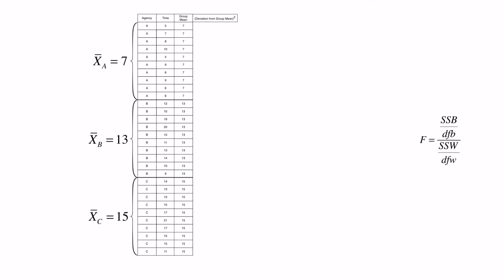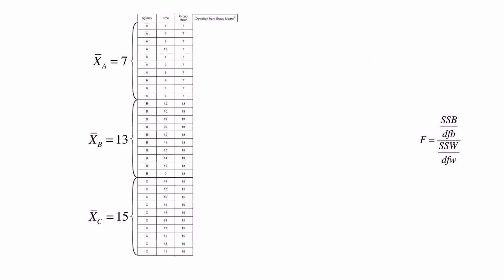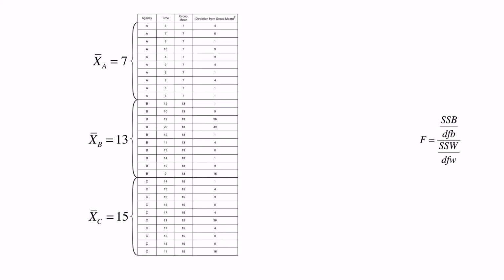Next, we'll calculate deviation from group mean squared, which corresponds to the difference between each observation's time and the agency's mean time squared. So, the first observation's deviation from group mean will be 5 minus 7 squared, the second will be 7 minus 7 squared, the third will be 8 minus 7 squared, and so on.